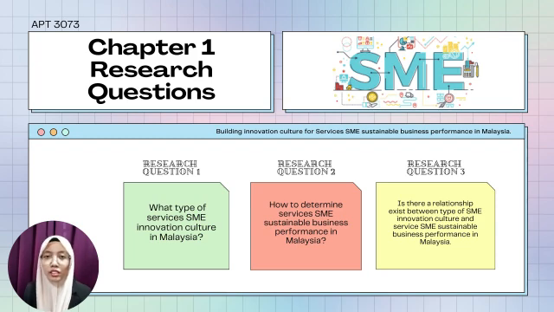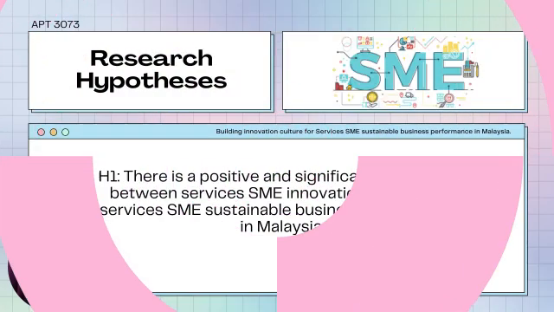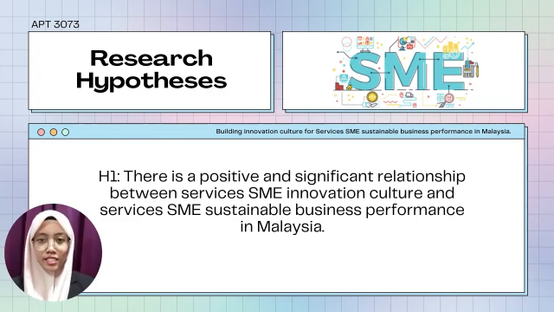Next is research question. The first is what type of services SMEs innovation culture in Malaysia. Second is how to determine services SMEs sustainable business performance in Malaysia. And the last is, does a relationship exist between type of SME innovation culture and services SMEs sustainable business performance in Malaysia. Our hypothesis is there is a positive and significant relationship between services SME innovation culture and services SME sustainable business performance in Malaysia.